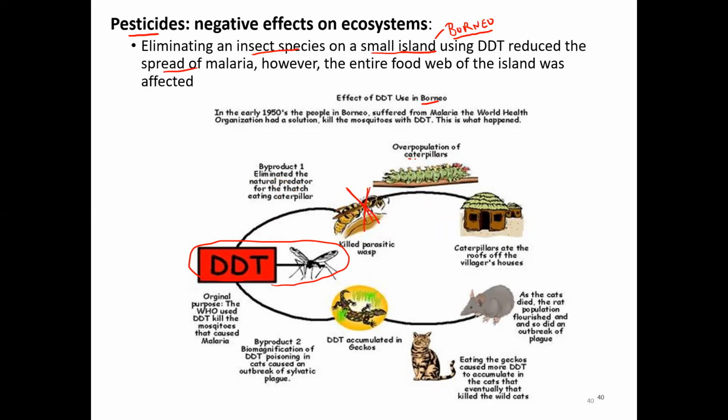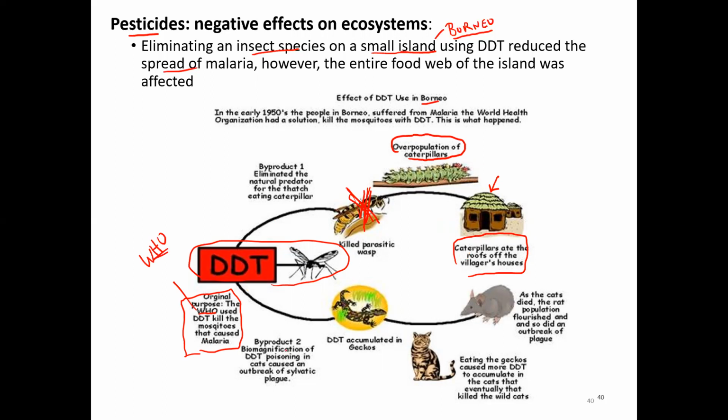Here are these caterpillars that eat the thatched roofs in Borneo, and the predator's gone. So guess what? The people never had roofs. Caterpillars ate the roofs of the villagers. And remember, it was implemented by the World Health Organization. You might have heard of them. They're the folks that brought you the response to COVID.